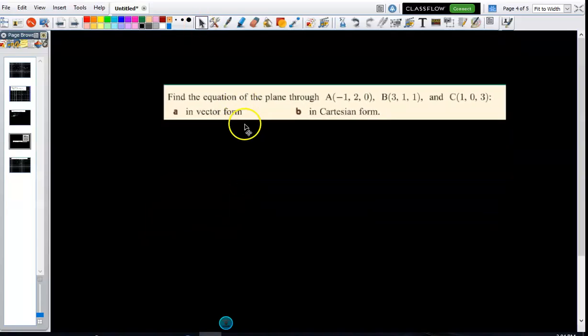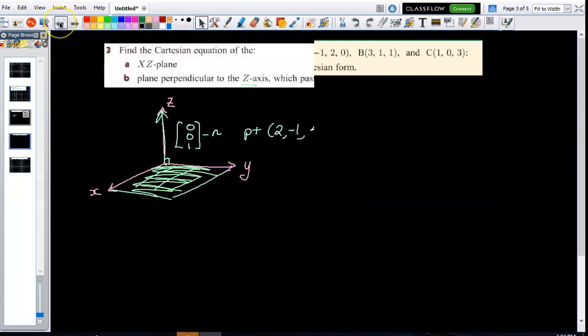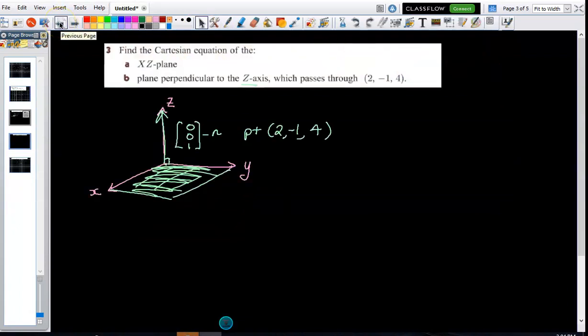People had a little bit of a question about 3b, because we're wanting to find the equation of the plane that's perpendicular to the z-axis. So the plane that's perpendicular to z is actually your xy plane. And remember, you need the normal vector, the vector that is perpendicular to the plane, which happens to be the z-axis. So that's your normal, that's your point, and away you go.